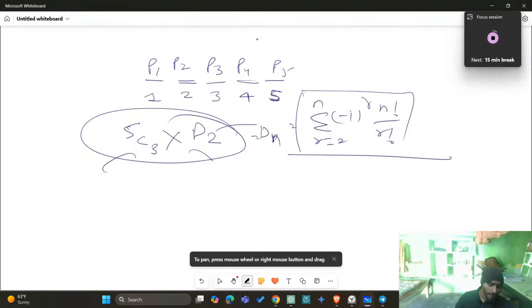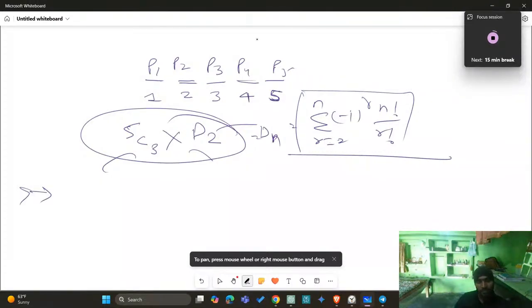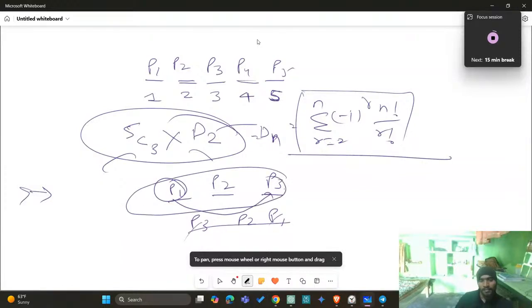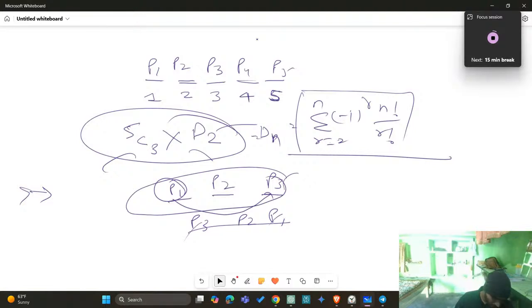We can solve this. One question can arise: can exactly one be at the wrong place? Is this possible? Let's say this is person one, person two, person three. One person can be put at the wrong place again. Let's say we put P3 here. P1, P2, and P3. How many people become wrong? One and two. So there is never a possibility where exactly one person is at the wrong place, only two or more.